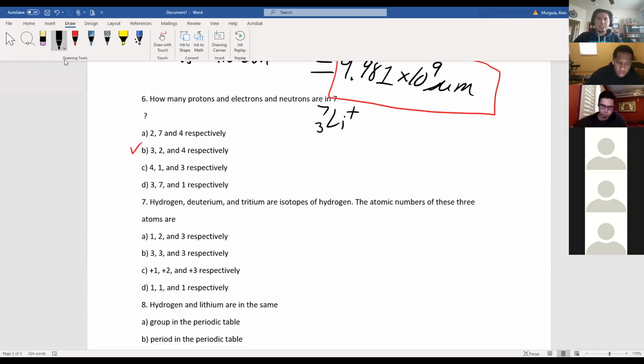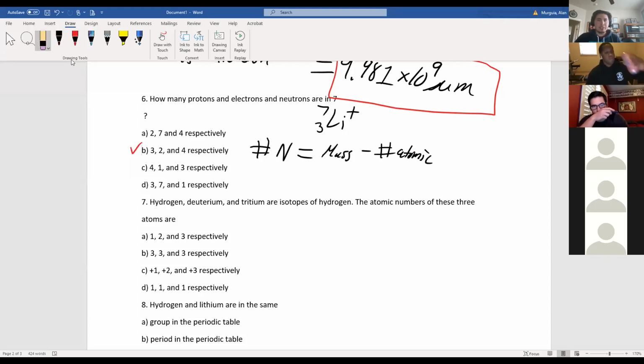Normally in the ground state, neutral lithium would have the same number of electrons as protons, but since it's positive by 1 charge, it has 1 less electron. So yes, 2 electrons here. And the 4 here, since 4 neutrons. Remember, the number of neutrons is the atomic mass minus the atomic number. Exactly. It would be your mass minus your atomic number, and that's how we get our number of neutrons. So B would be your correct answer.